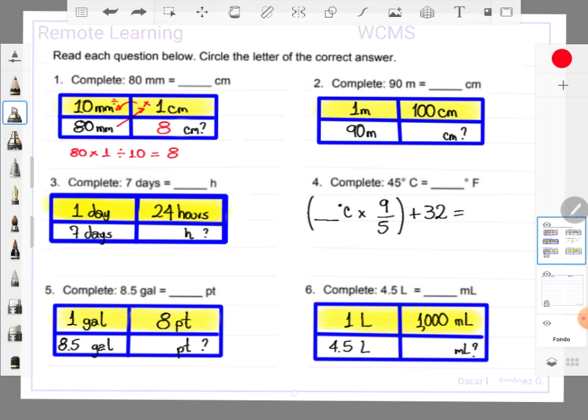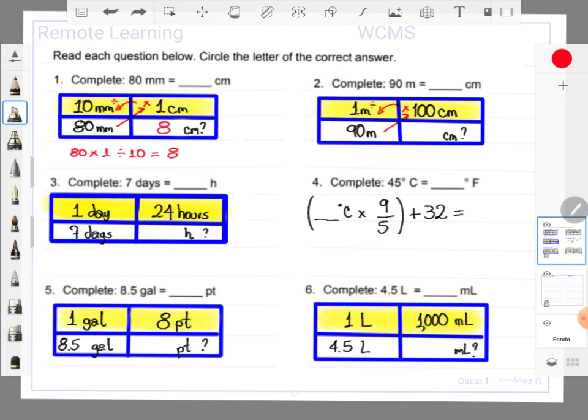On this exercise, we are going to convert from meters to centimeters, so we use the conversion factor between meters and centimeters. That is 1 meter equals 100 centimeters. Our question is, how many centimeters equal 90 meters? Again, we are going to use cross multiplication. That means we multiply 90 meters by 100 centimeters, then divide this product by 1 meter.